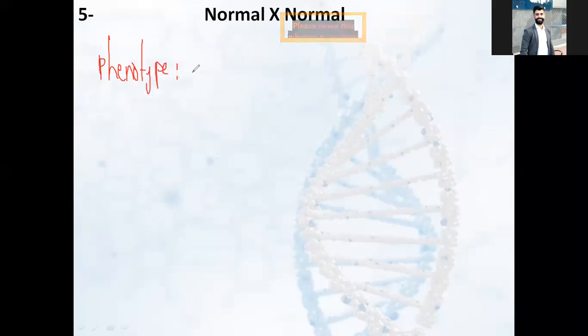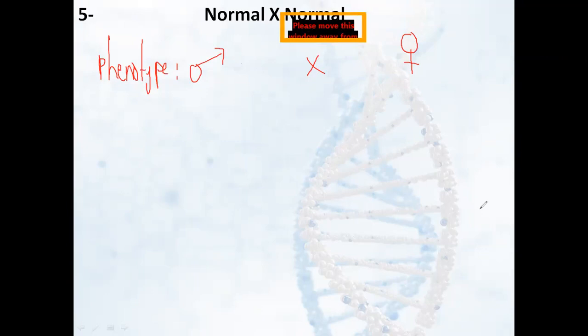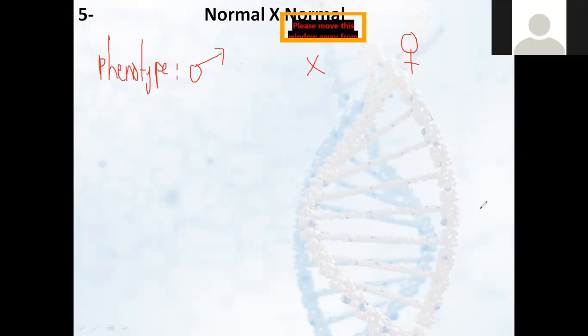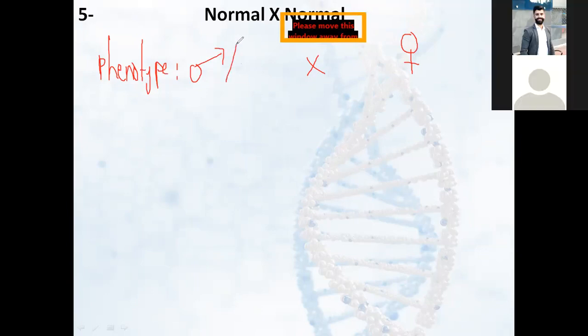Male, the symbol of the male, crossed with female. Both parents, Sarah and Maher, are they normal or affected? Yes, they are normal. Very good. So Maher and Sarah, both of them are normal. Normal crossed with normal.